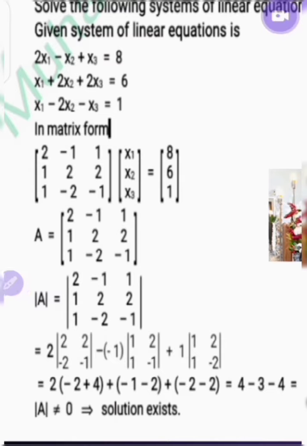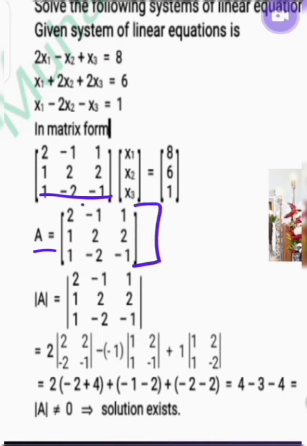Now, first of all, we have to find the determinant of the matrix. If the matrix determinant is not equal to 0, then the solution will be possible. If the value of the determinant of matrix A is equal to 0, then we cannot find the solution. Now, we will call this matrix A. Now, we are going to find the determinant of the matrix.